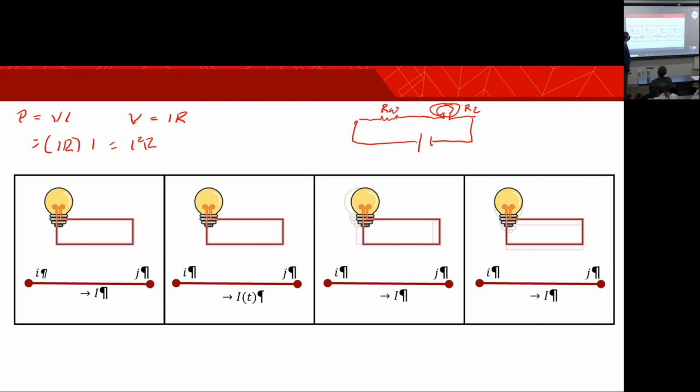So if we can't control this resistance, what we could do is try to decrease the amount of current that's going through here and increase the voltage. So that's, once again, an aside.